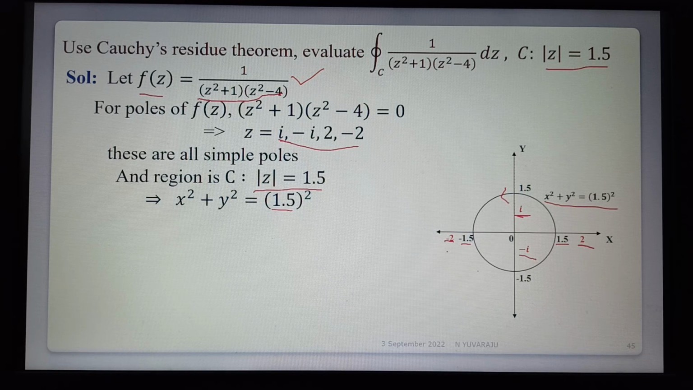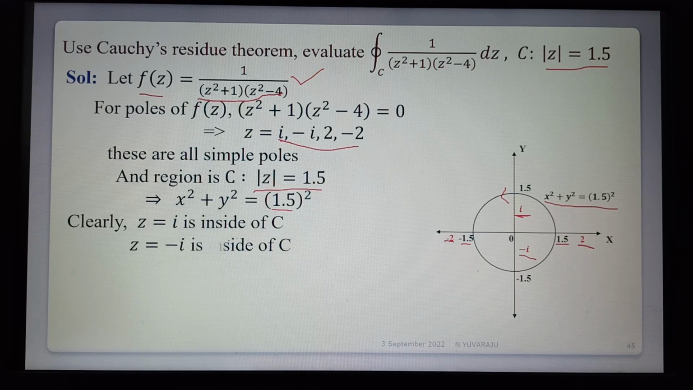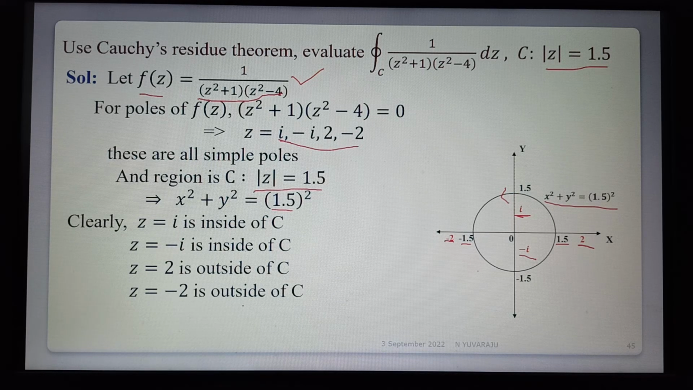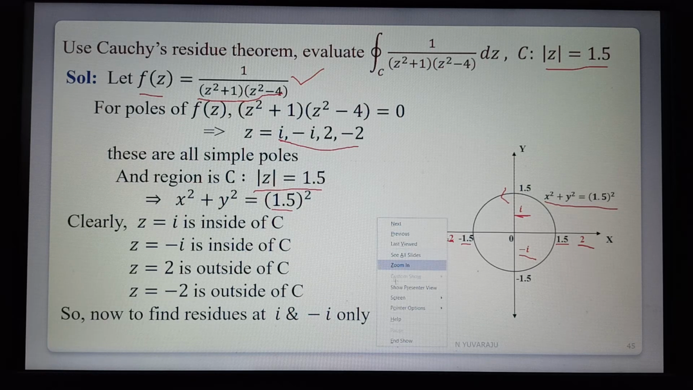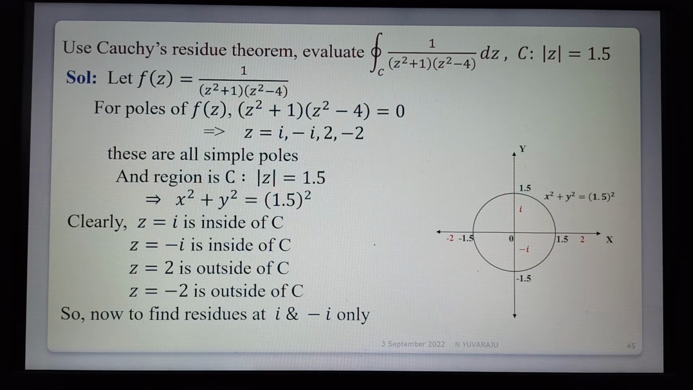So it's not required for 2 and minus 2. Now finding the residues at the points I and minus I, R1 and R2, at Z1 is equal to I, Z2 is equal to minus I. So clearly Z is equal to I is inside of C, Z is equal to minus I is inside of C, Z is equal to 2 is outside of C, Z is equal to minus 2 is outside of C. So now to find the residues at I and minus I only, 2 residues.